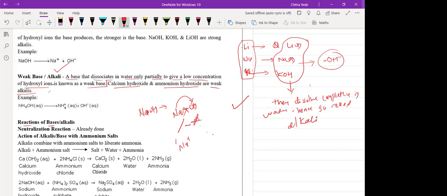A reaction of bases or alkalis: neutralization reaction.